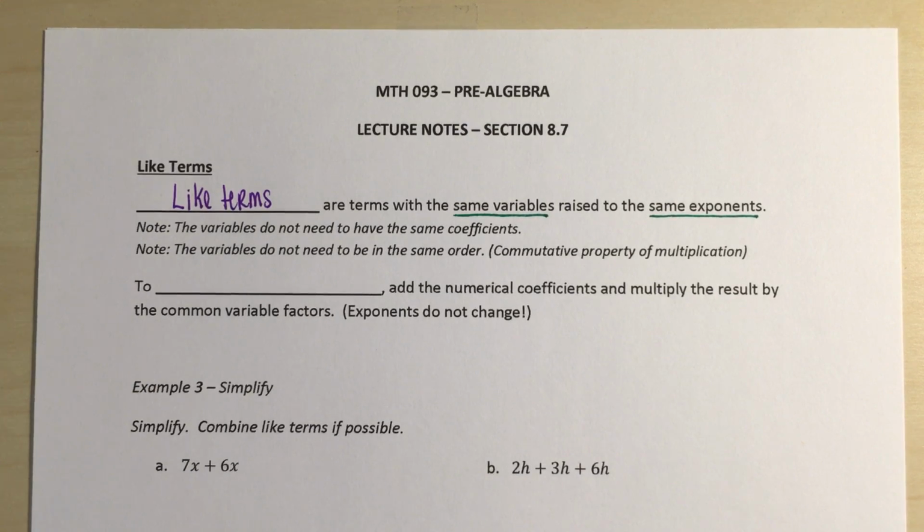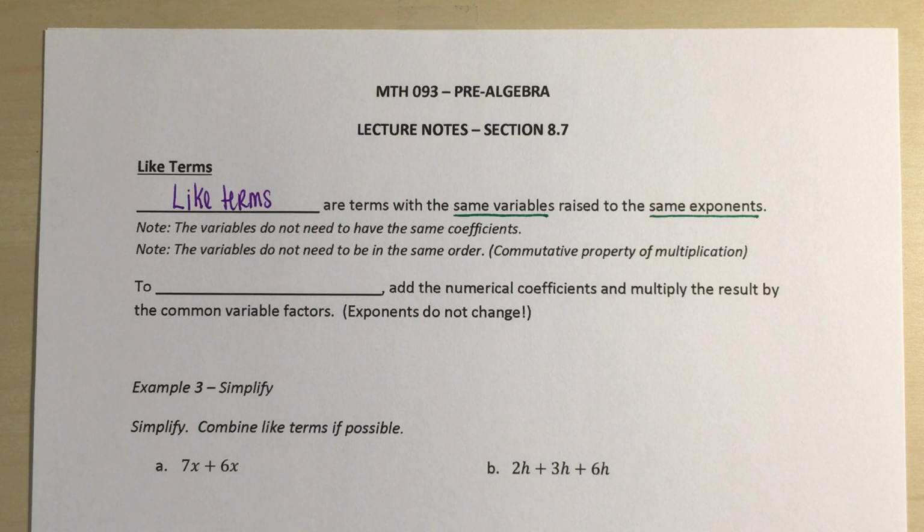Underneath here I have a couple of little notes. Our variables do not need to have the same coefficients. So in order to be like terms, we're not worried about that coefficient part out front. We're worried about the same variable and the same exponent. And there's also a little note here. The variables do not need to be in the same order.